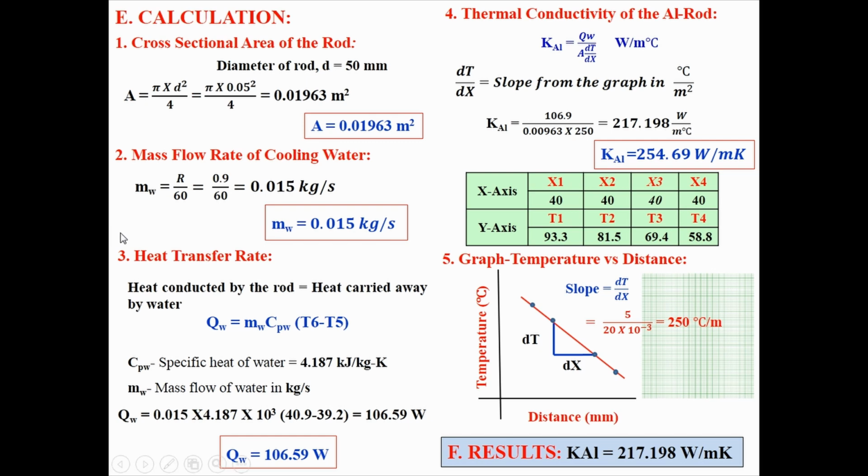Here, the rotameter reading, what you have set it? You have set it for 0.9 LPM. That 0.9 liter is equal to 0.9 kg, divided per minute. Convert that minute into second. Then 0.9 divided by 60, you will get 0.015 kg per second as the mass flow rate. Okay, this is over. Now you have to calculate the heat transfer rate.